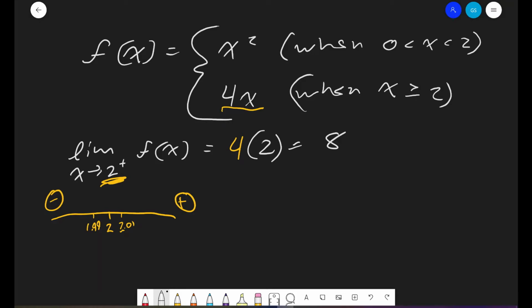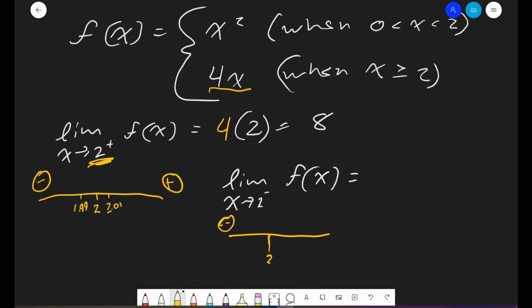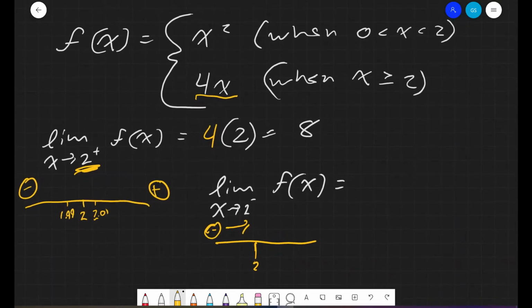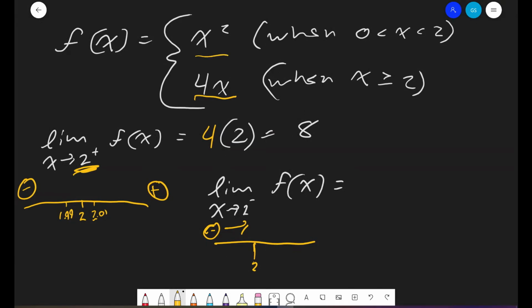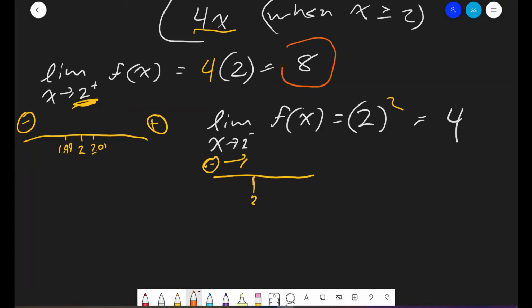Now what if I said, let's find the limit as x approaches 2 from the left? What would that be? If we draw the number line again, if that's my 2 here, we're asking from the left, so it has to be from here. So what's less than 2? Well, it's this one over here, x squared. So we're going to use x squared, so that's just going to be 2 squared, and that just gives us 4. I'll just square the final answers here.